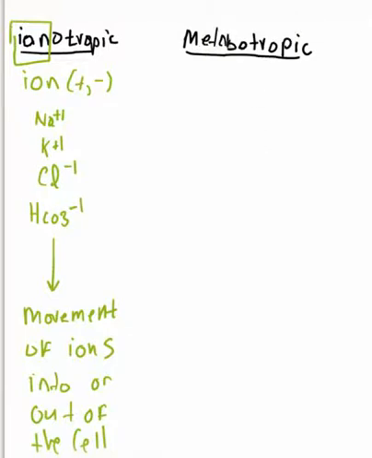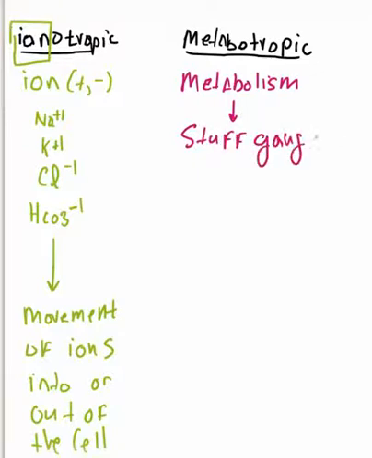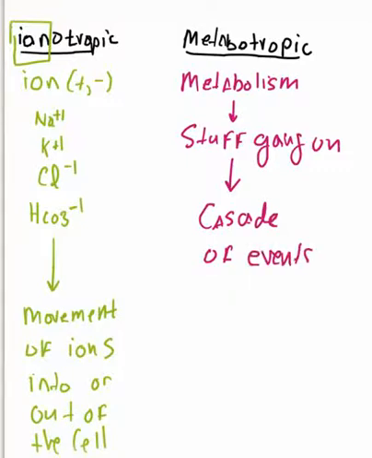The other type, the metabotropic receptor, I think of the term metabolism, and I just think of lots of stuff going on. Rather than just an ion flowing in or out of the cell, what I have associated with that receptor is a cascade of events that occur. I'm going to give you some examples, and that will make more intuitive sense. But these are the two major classes of receptors I want to talk about, the ionotropic and the metabotropic.